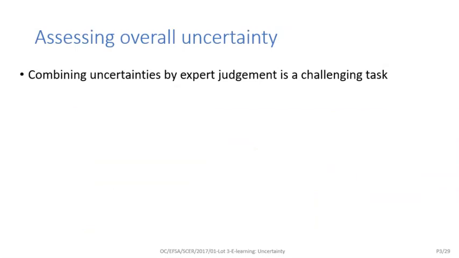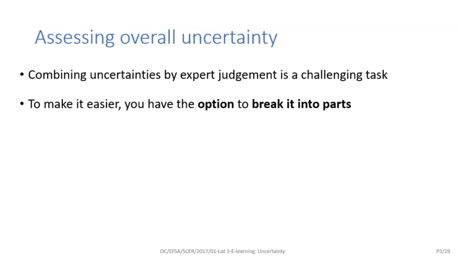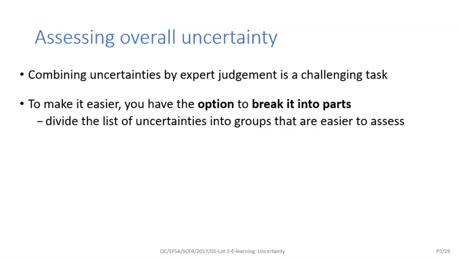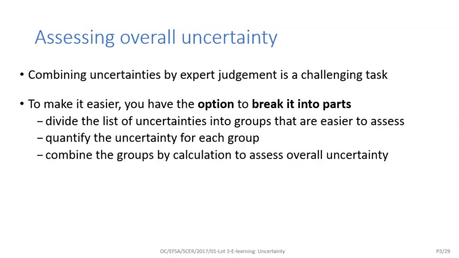Combining uncertainties by expert judgment is a challenging task. To make it easier, you have the option to break it into parts. First, you divide the list of uncertainties into groups that are easier to assess. For example, you might separate uncertainties relating to hazard and exposure, as they require different expertise. Then, quantify the uncertainty for each group and combine the groups by calculation to assess overall uncertainty.